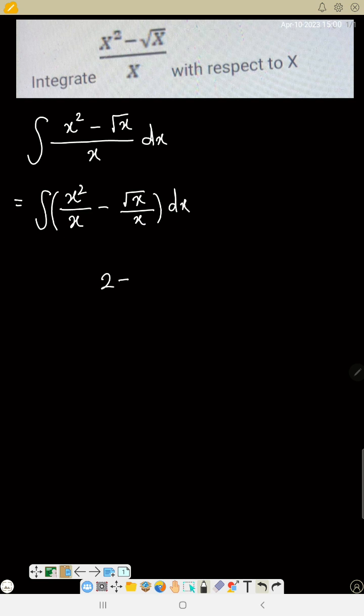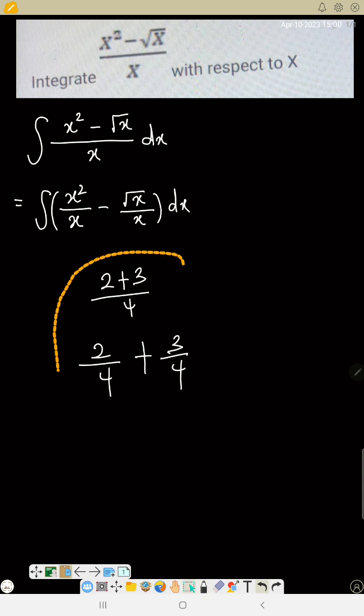because if I have 2 plus 3 divided by 4, now this 4 can affect the two numbers. It can be like 2 over 4 plus 3 over 4, as in you can split. So that is what I did here.